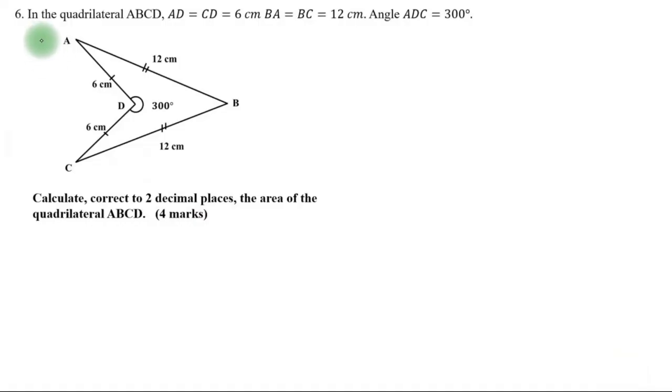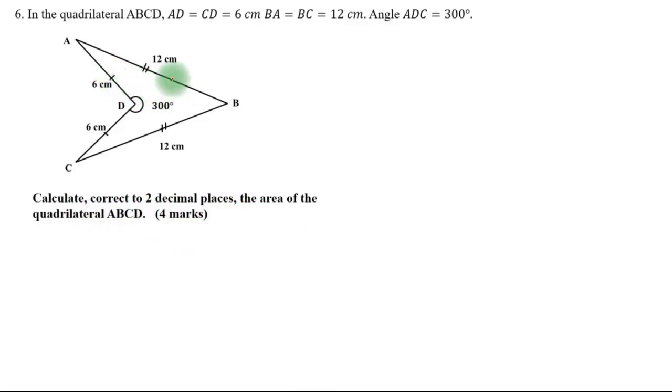So question 6, in the quadrilateral ABCD, AD is equal to CD, which is also equal to 6 centimeters, and then BA is equal to BC, which is equal to 12 centimeters, and then angle ADC, that is the reflex angle, is 300 degrees. Then the question requires we calculate, correct to 2 decimal places, the area of the quadrilateral ABCD, and that is 4 marks.